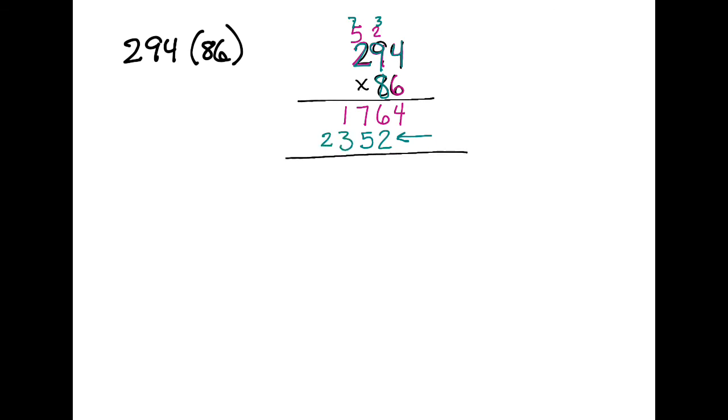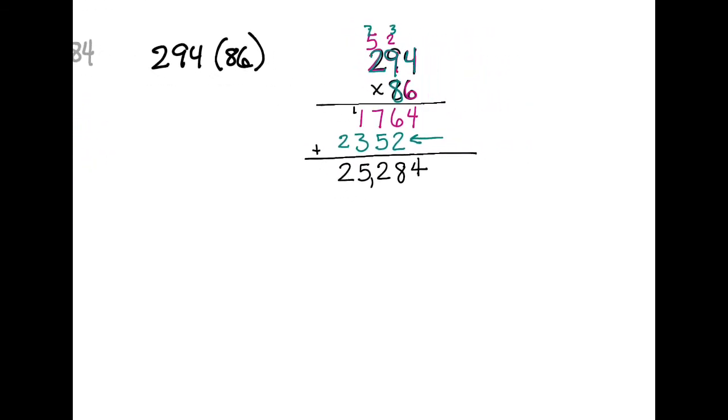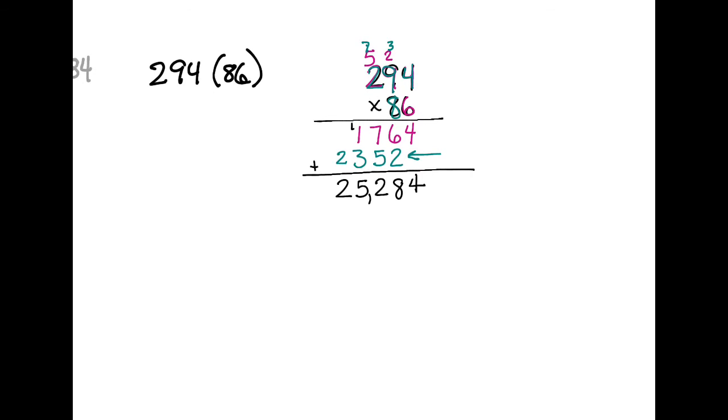So we're adding these up. We get a 4. 6 plus 2 is 8. 7 plus 5 is 12. Carry the 1. 3 plus 1 plus 1 is 5. And then the 2 just comes down. So 25,284 is exactly the same. Okay, so this method is much quicker.